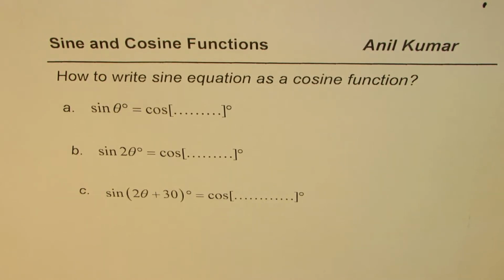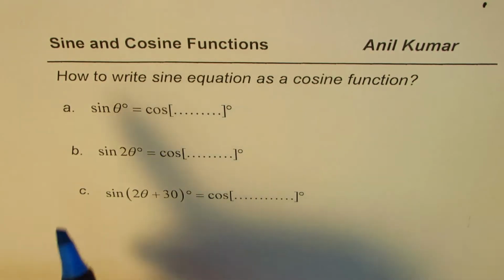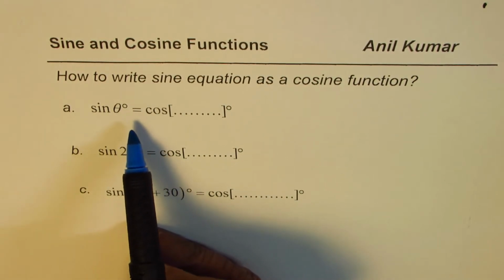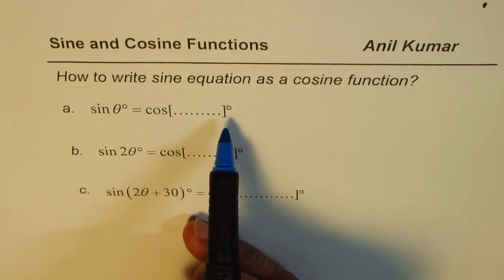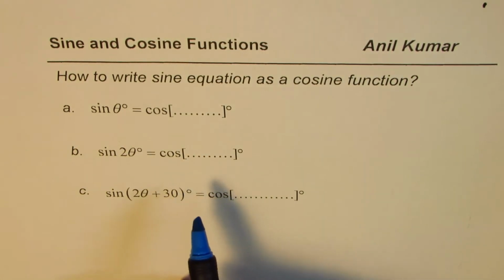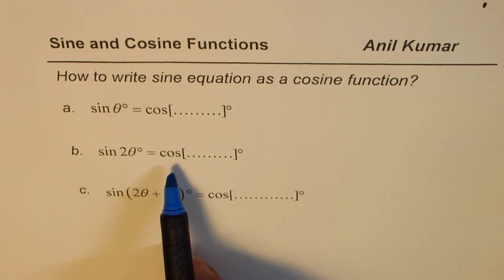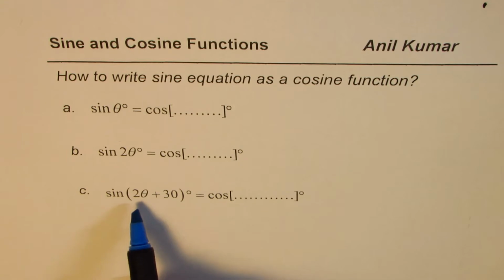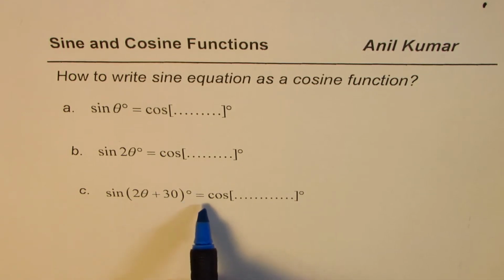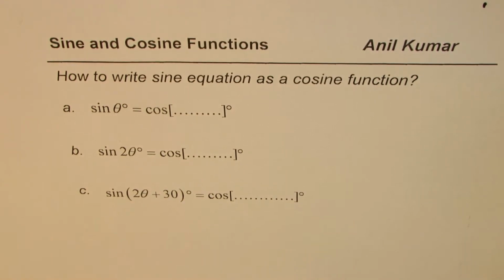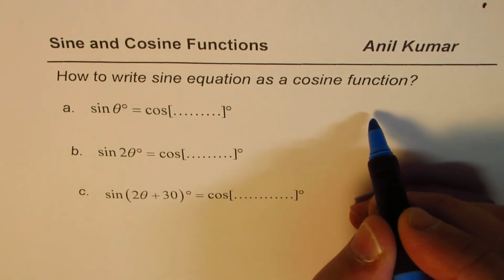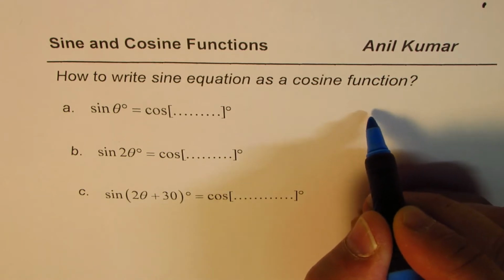The question here is how to write a sine equation as a cosine function. We have three examples. The first one is sine theta equals cos of what? We'll be working in degrees in this particular case. Sine 2 theta in degrees equals cos of what in degrees, and sine of 2 theta plus 30 degrees equals cos of what in degrees. So let's figure out a general formula first, and then we'll write down all the answers.